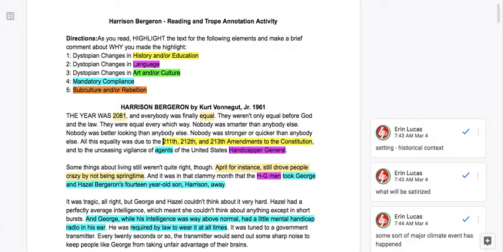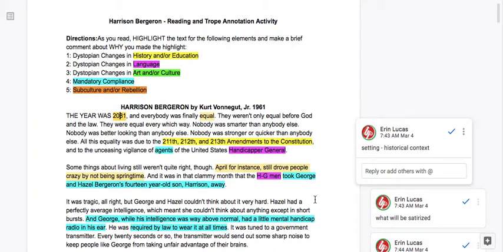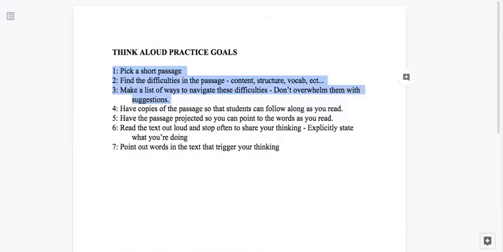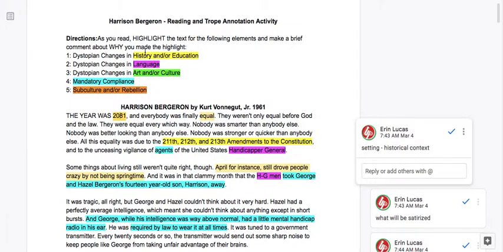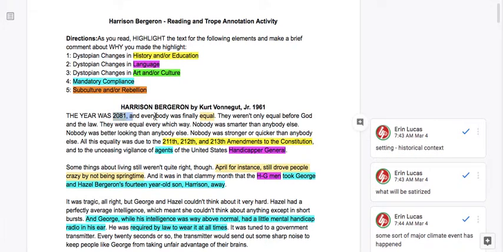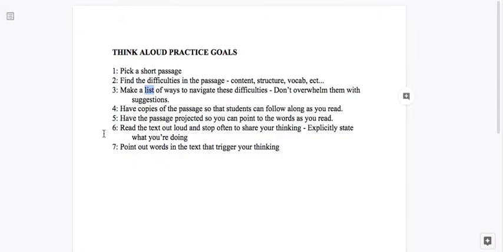I pick my short passage. This is an example of an actual activity I have the students do during our dystopia unit. They have the directions. They know what they're supposed to be annotating for here. And then I go through and I do the annotations and I also make comments here. This is my list of ways to navigate this. I do that via the comments section on the Google Doc with any expectation that I would have for them at that juncture in the lesson, in the unit that they should be doing, okay? So I've already done my steps 1 through 3.